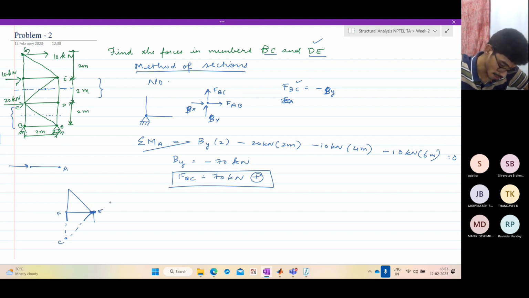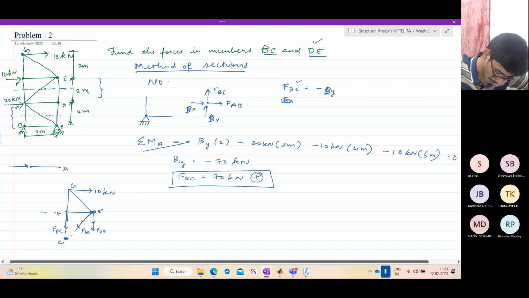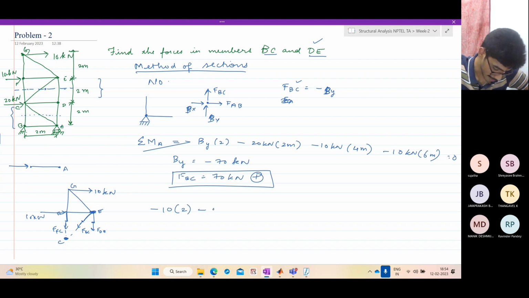This is F, this is E, this is G. So again, assume everything is under tension. FFC, FEC, and FDE. So take moments about the point C. You have a force of 10 kilonewtons here, 10 kilonewtons here. So again, we'll get minus 10 into 2, minus 10 into 4. This is 2, this is 4. And this is also 2, minus FDE into 2.